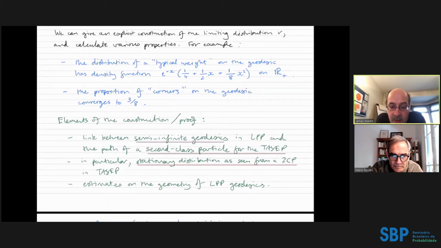And then to back that up, we need a lot of quite intensive work on the geometry of geodesics in last passage percolation. So in particular, properties of coalescence of geodesics starting from nearby points and that kind of thing. Estimates on the fluctuations, estimates on what the tree of geodesics looks like.